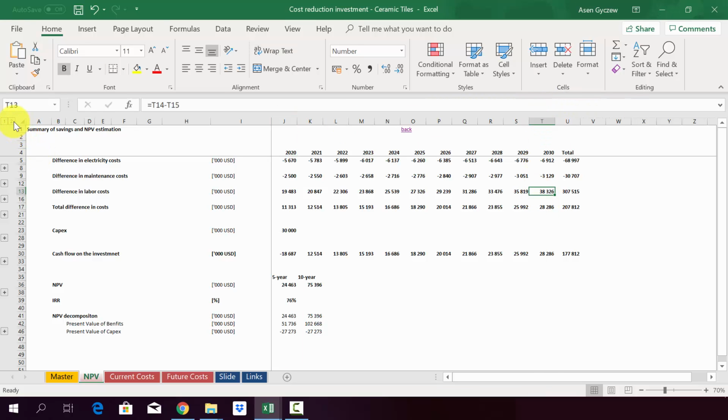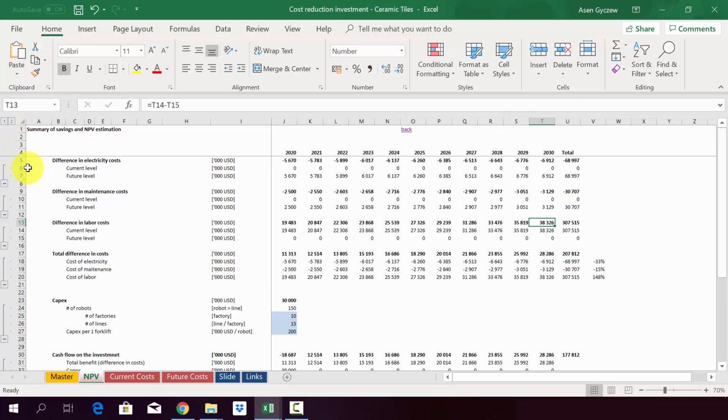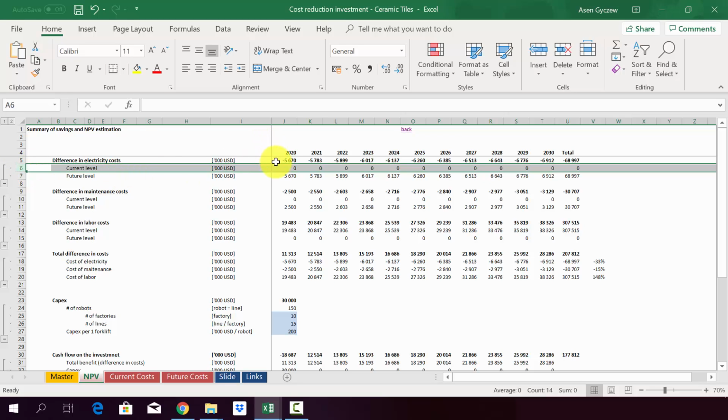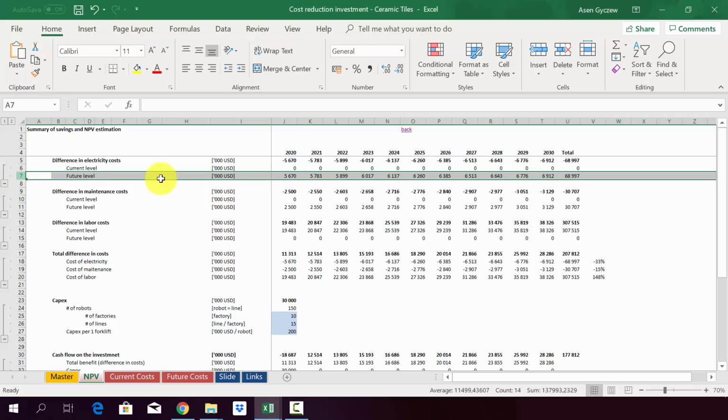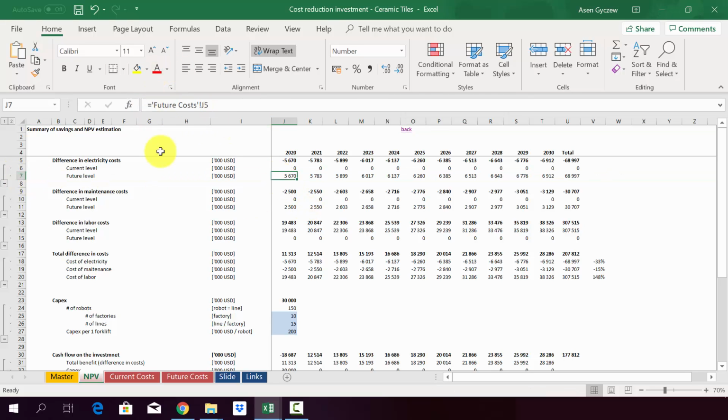Now, how did we calculate this difference? We simply took the data from the current and future costs sheets and put them here. So here we've got, for example, the things from the current cost level, whereas in row 7, it's for the future cost level, as you can see. So that's how we calculated this part.